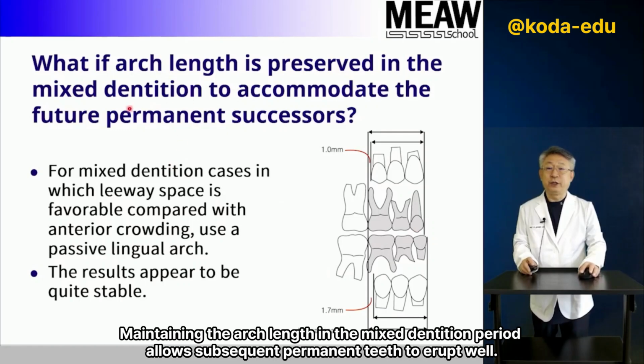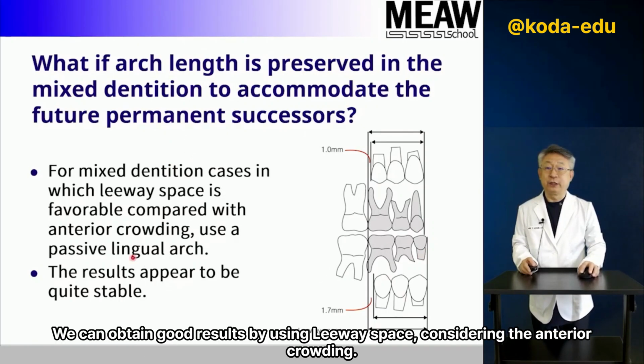Maintaining the arch length in the mixed dentition period allows subsequent permanent teeth to erupt well. We can obtain good results by using leeway space, considering the anterior crowding.